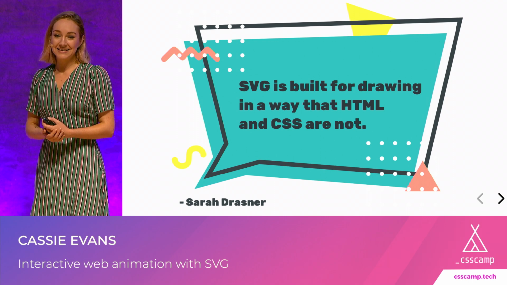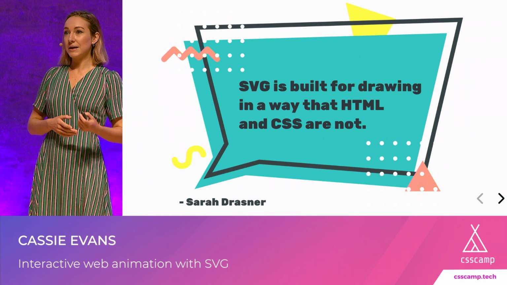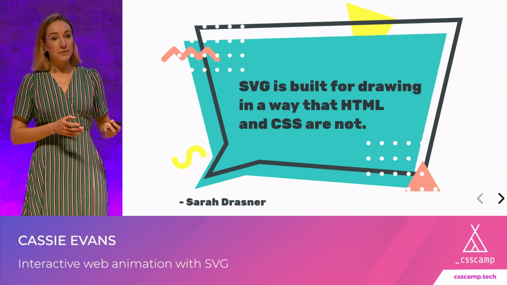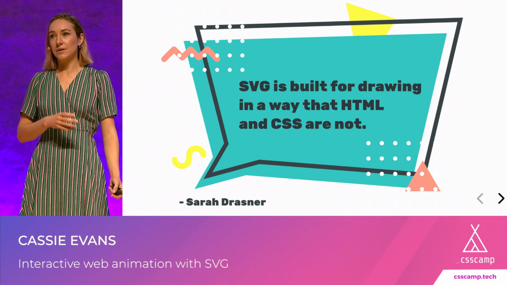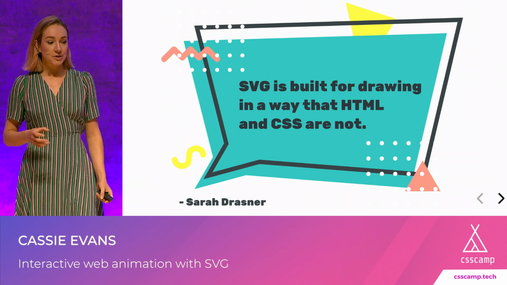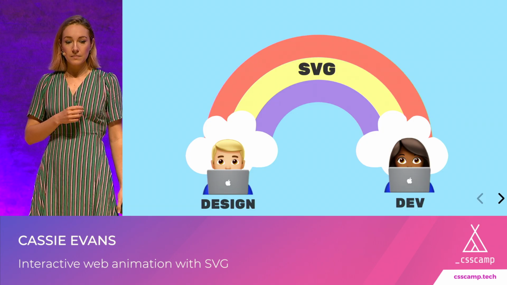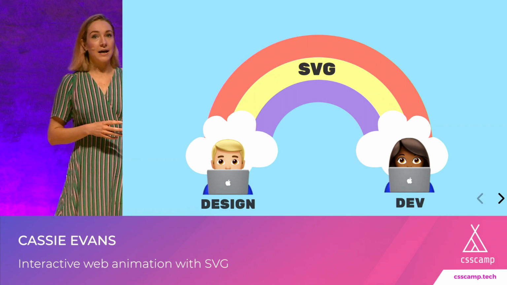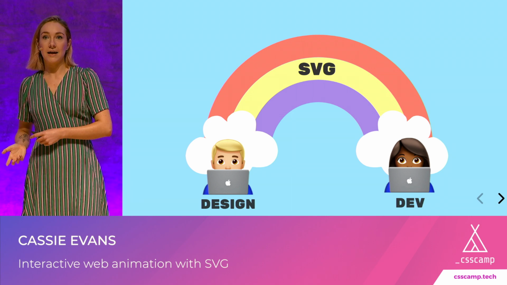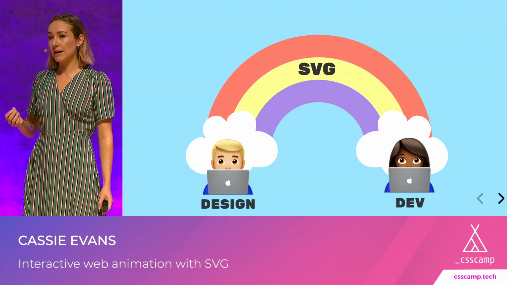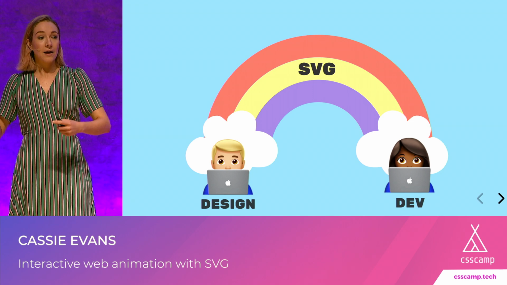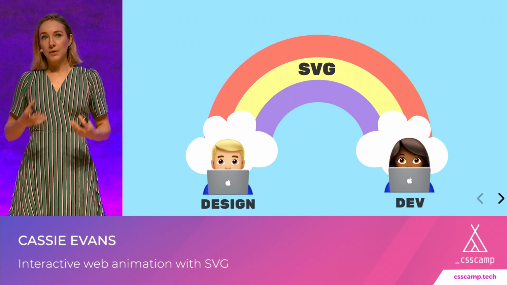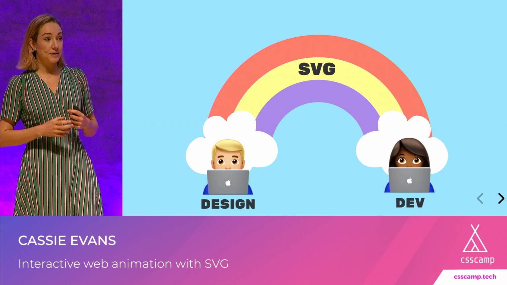Sarah Drasner says that SVG is built for drawing in a way that HTML and CSS are not. By creating artwork with HTML elements, you're actually hacking things that are meant for layout, whereas SVG is made for drawing. SVG acts as a common ground, and it allows for collaboration and seamless handovers between designers and developers. So the designer can create an illustration with SVG and then hand that same SVG over to a developer, and the developer can animate it. So they can both contribute to the same animation using the same file.